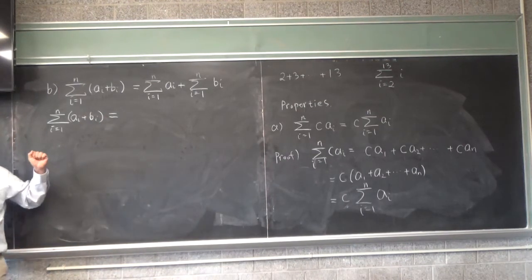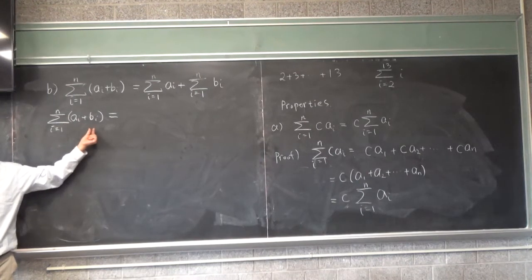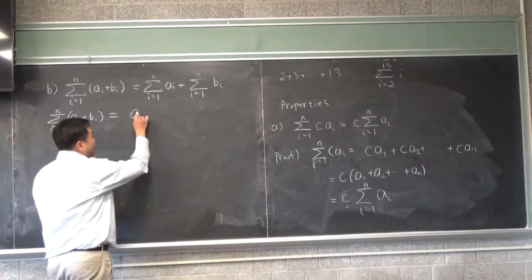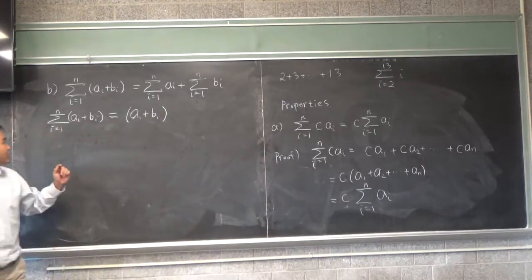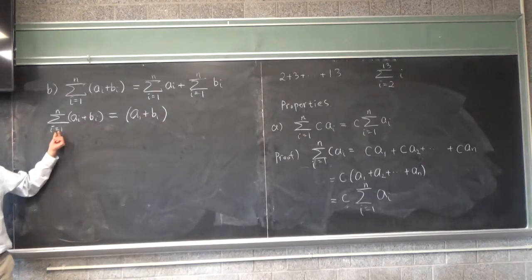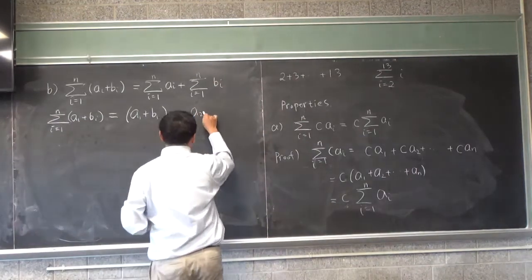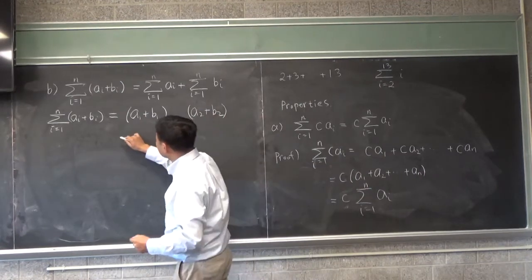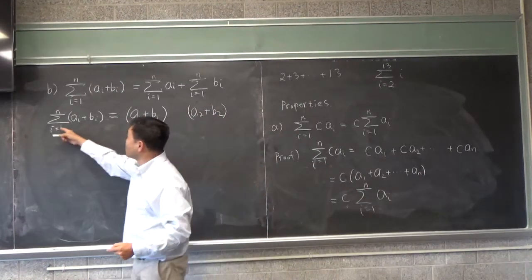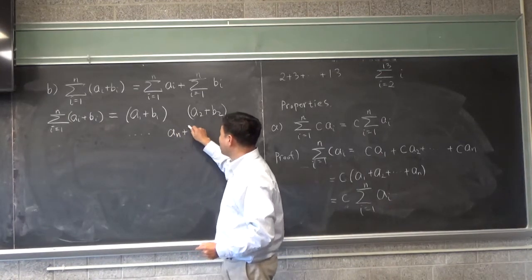Okay, what was the meaning of this again? You start with this number, you plug it in, and that gives you A1 plus B1. And then the next number is 2. You plug it in again. That's A2 plus B2. And then you keep going until you reach the last one, which is AN plus BN.